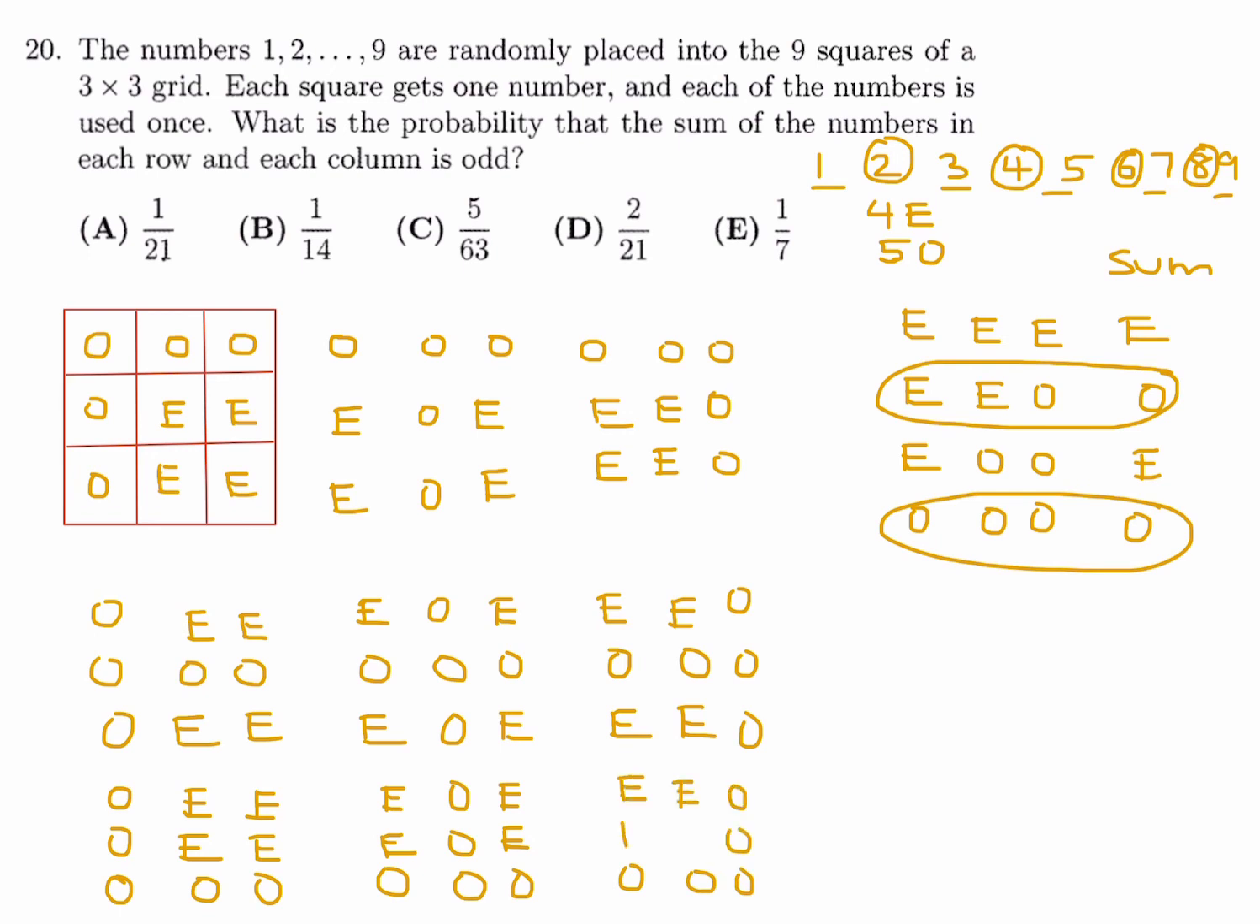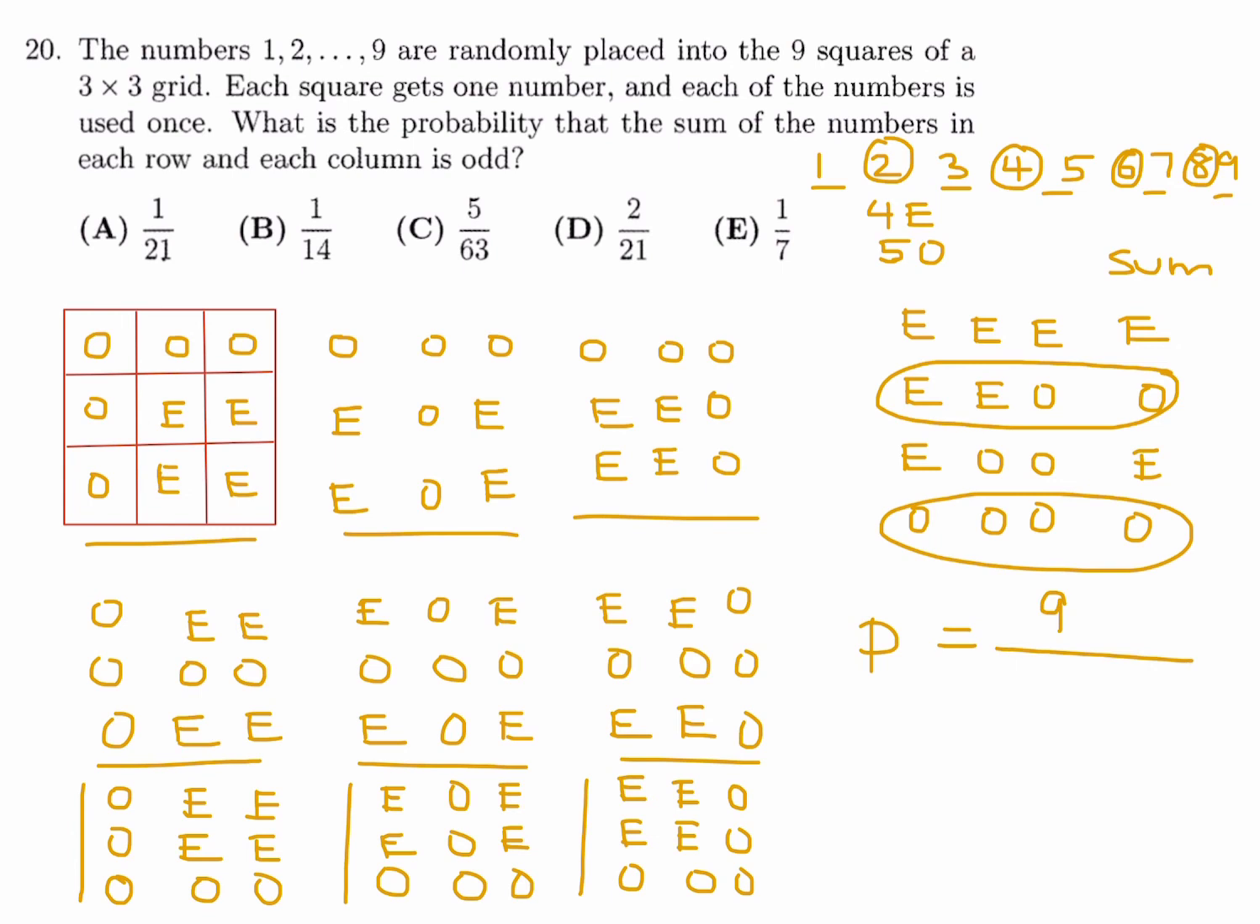There we go. So these, I got 9, right? 1, 2, 3, 4, 5, 6, 7, 8, 9. Okay, 9. So my probability is 9 over something. Now what's my something? Well, the denominator in a probability question is always the total number of ways.